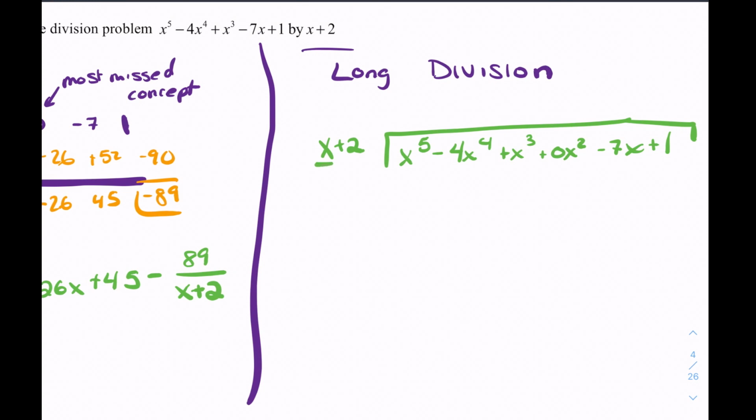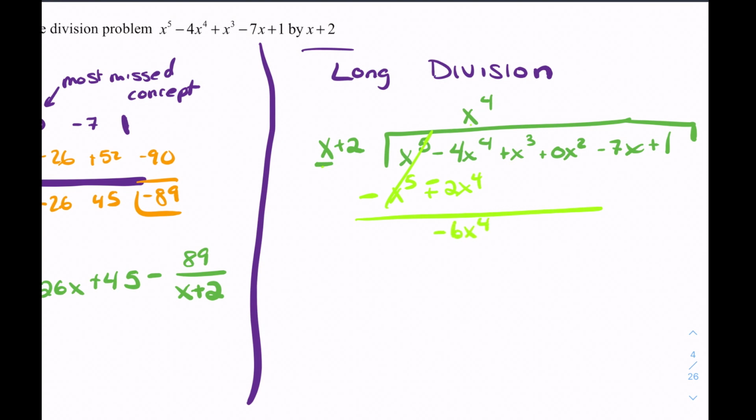X times something gives me x to the fifth. That would be x to the fourth. Now we multiply and add. X to the fourth times x, x to the fifth, x to the fourth times 2, plus 2x to the fourth. Then we subtract both terms. The x to the fifths go away. I'm left with negative 6x to the fourth.